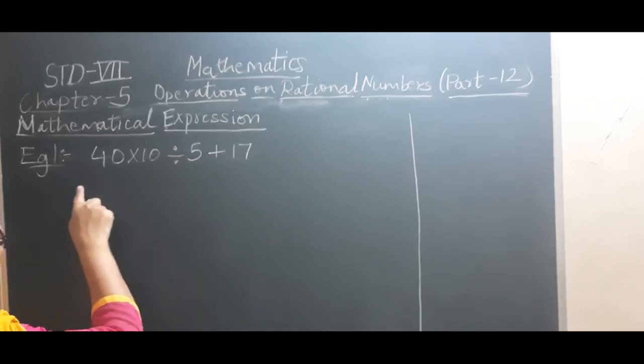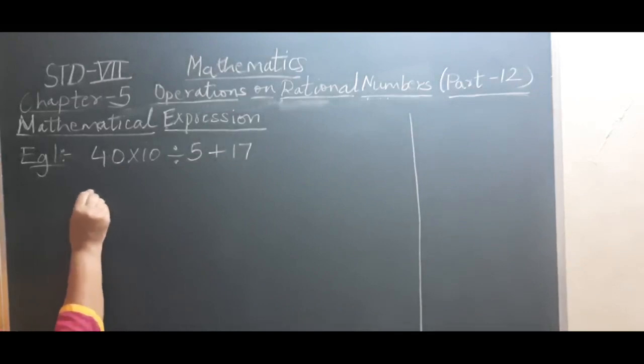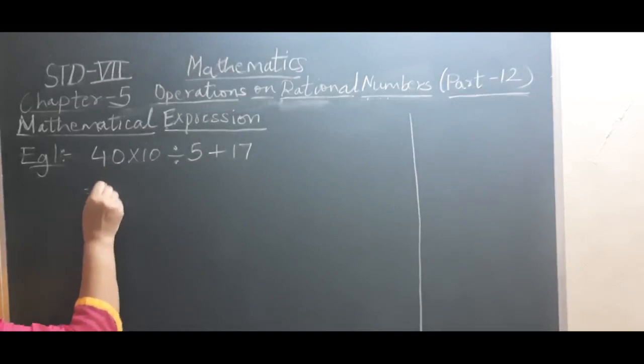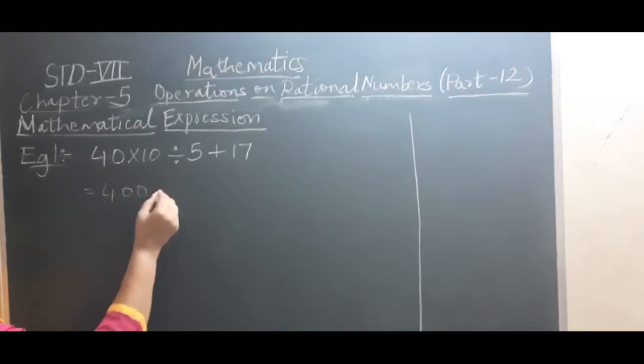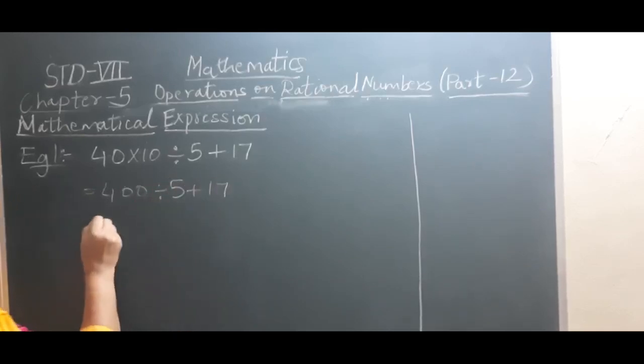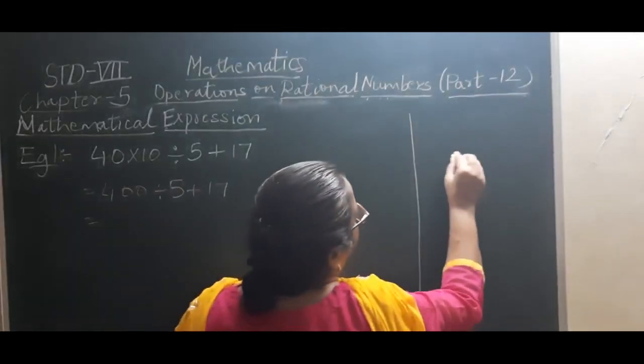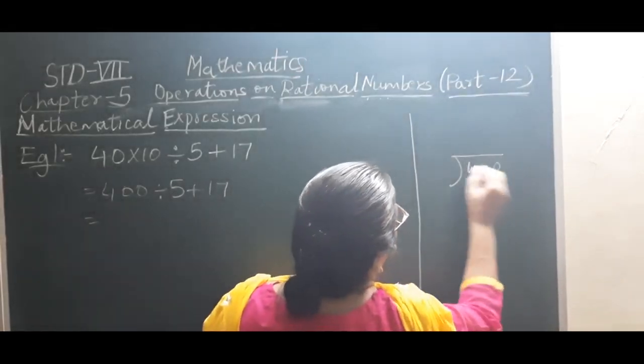Here we are going to start from the left hand side, the third rule. So we'll multiply first. 40 into 10 is 400. We'll write divided by 5 plus 17 as it is. In the next step, we are going to divide 400 by 5. Let's see here in the rough work. 400 divided by 5.